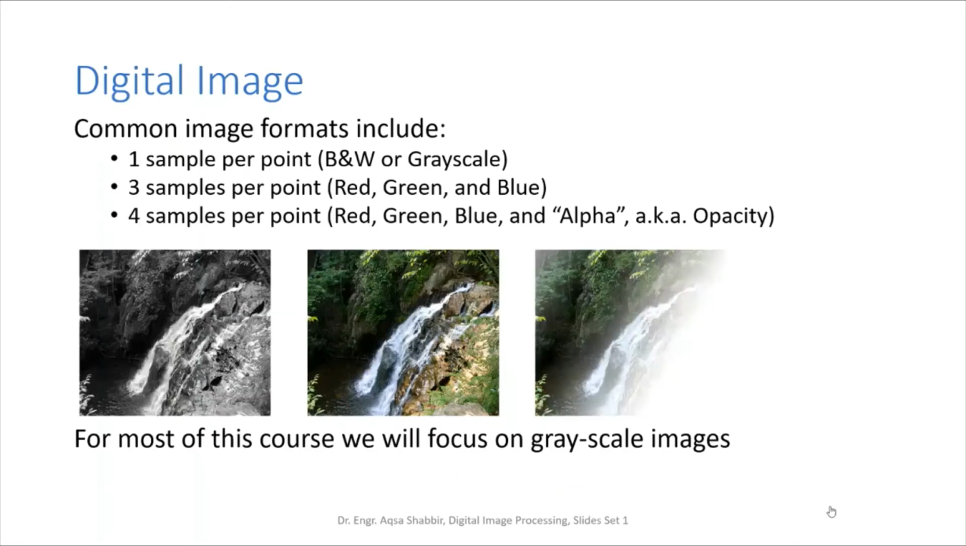For black and white or grayscale images, there is one sample or one value for each pixel, and that one value is the intensity. For colored images, there are 3 samples or 3 values for each pixel. Now, there can be 4 samples or 4 values per pixel as well, where the 4th value can be the opacity. Opacity is a measure of transparency of an image or the transparency of an object inside the image.